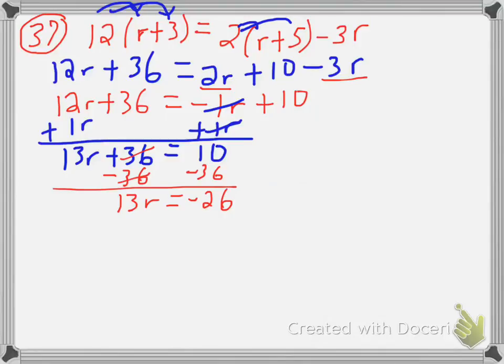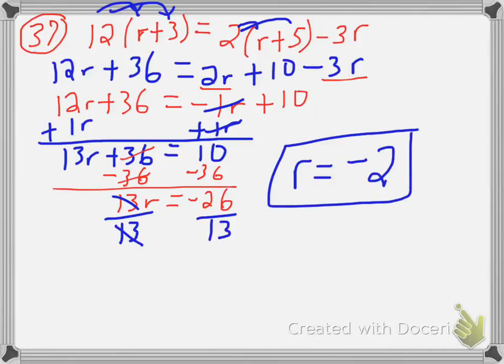Now 13 times r, so I divide by 13, divide by 13. The 13s cancel. That leaves us with r equals negative 26 divided by 13, which is a negative 2. That is your answer for number 37.